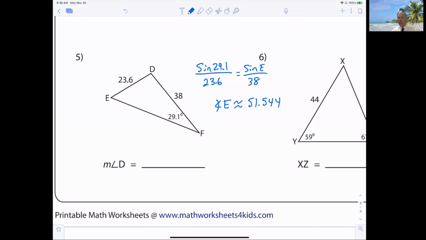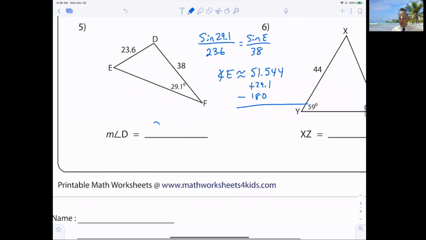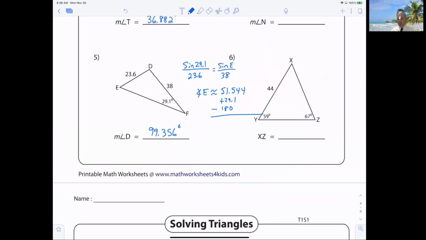But we want angle D, so you add 29.1 and then subtract 180, and then disregard the negative. Hopefully you understand that. And somebody tell me what that is. 3 what? And that's a degree. Everybody good on that? Any issues? All right, let's look at the next one.